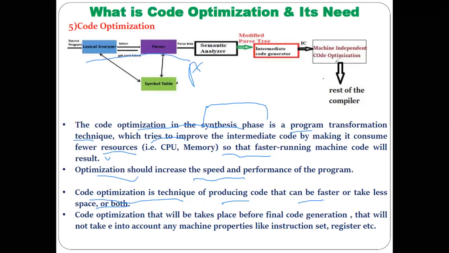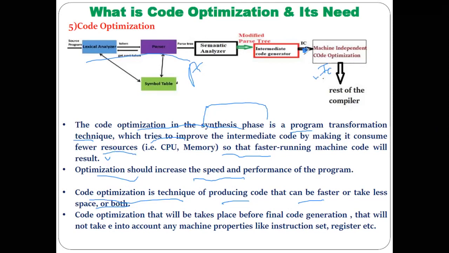Okay. So after we perform the machine independent code optimization, the output that we are going to receive will also be intermediate code. But what will be the difference between this intermediate code and this intermediate code?